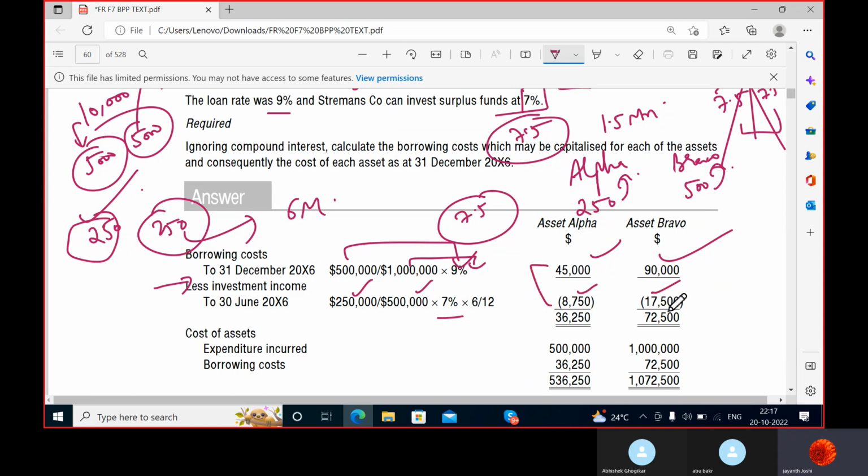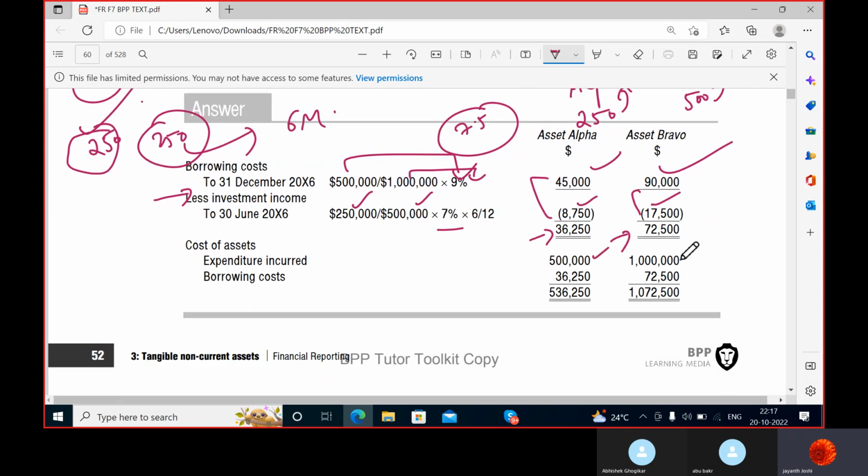We will remove these incomes from the cost, and these are the net cost. So this we will add to the loan amount, what we use for asset alpha and Bravo. This is the cost we added, and this is the borrowing cost which we have capitalized. That means added to the asset value. Why are we doing that? Because IAS 23 says that you have to capitalize the borrowing cost. That's it. So please go through this. If you've got any doubts, you can ask me.